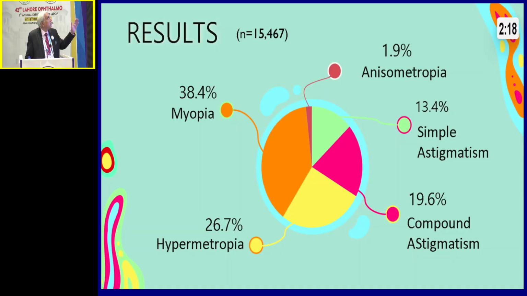So out of the results of 15,000 patients, we were able to show that 38% was myopia and 26% was hypermetropia.